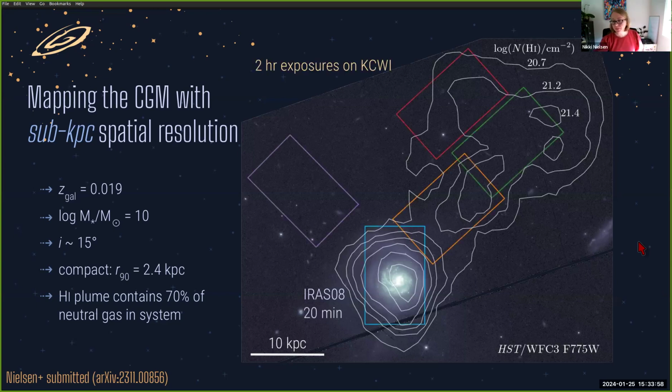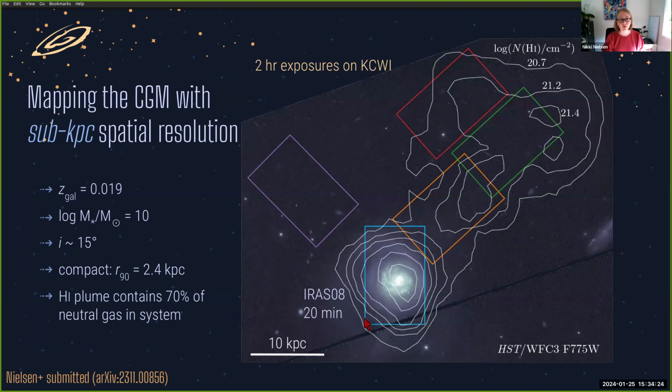So we did 5 different pointings with KCWI. This is the integral field spectrograph on Keck that, at the time we did the observations, was only blue wavelengths from 3500 to 5500 angstroms, but it now has the red side as well.